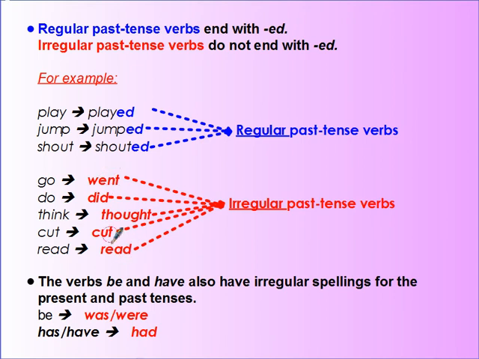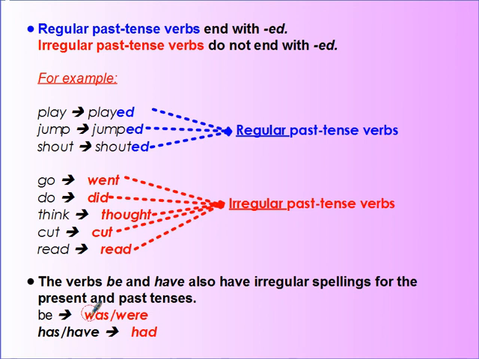All of these verbs do not end with an ed. Hence, they are irregular past tense verbs. And there are many other irregular past tense verbs. Now, let's talk about be and have. The verbs be and have also have irregular spellings for the present and past tenses.